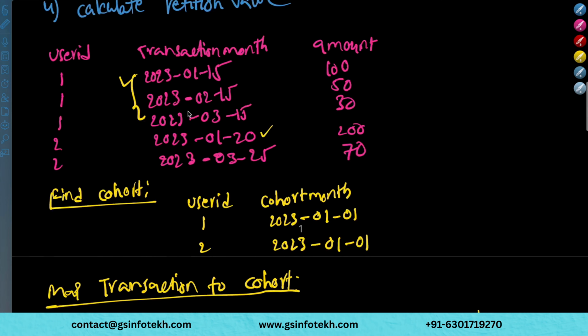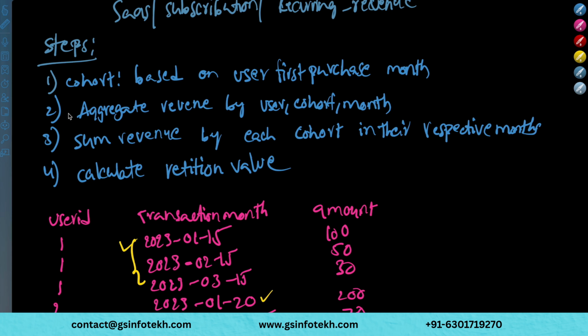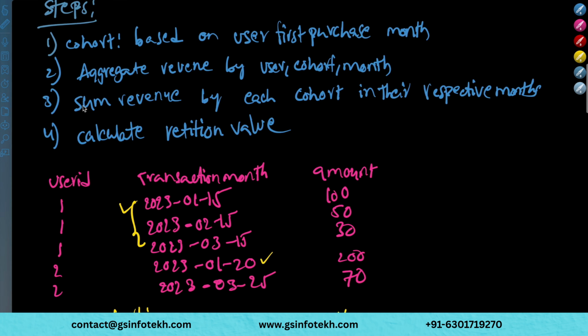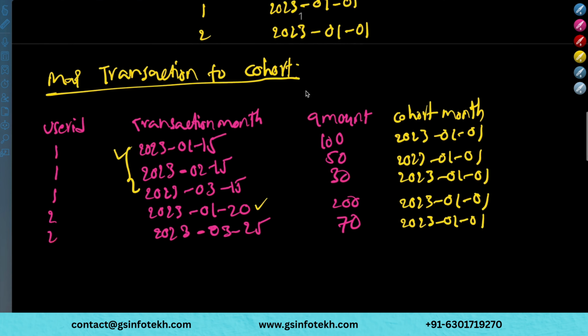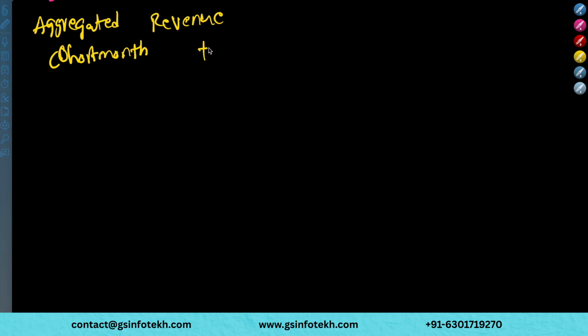So this is the third step, whatever we have. Sorry, we have not yet calculated the aggregated revenue. So we are at the point to calculate aggregated revenue by cohort month, right? So now let's calculate aggregated revenue. For that, we need cohort month and then transaction month, and we need total revenue, right?